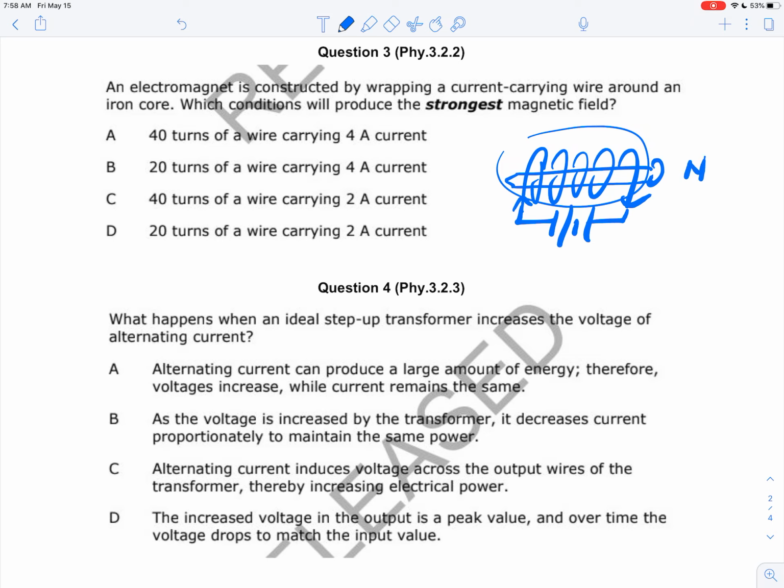And the magnetic field around here is kind of gonna go out from the North Pole and into the South Pole. And I want you just to think logically about what's going to create the strongest magnetic field from the setup. What could we say about the current? What could we say about the number of turns? It's pretty logical. I think you guys could figure that out quite easily.